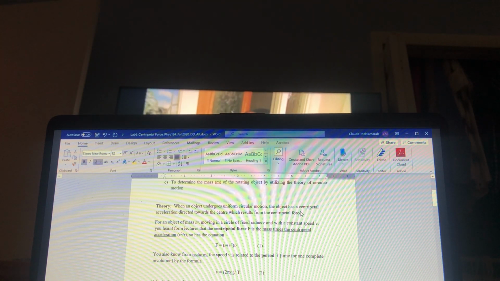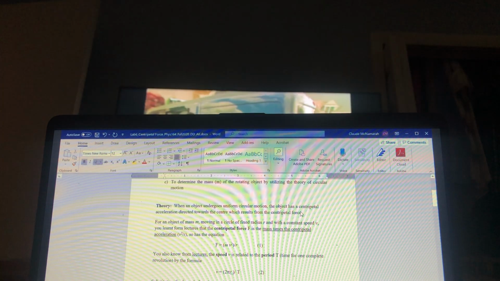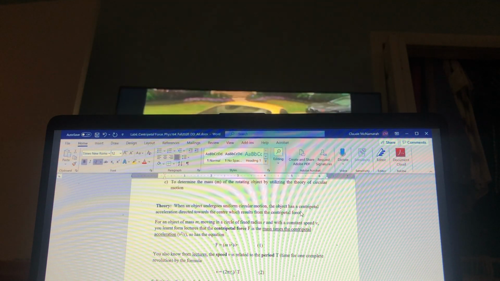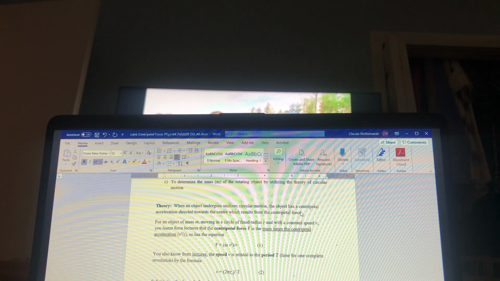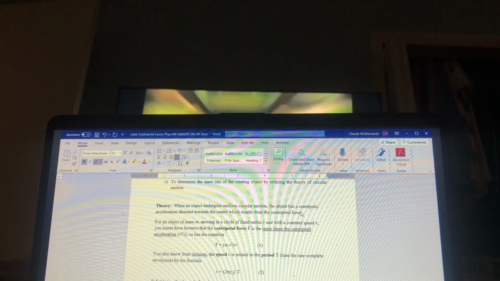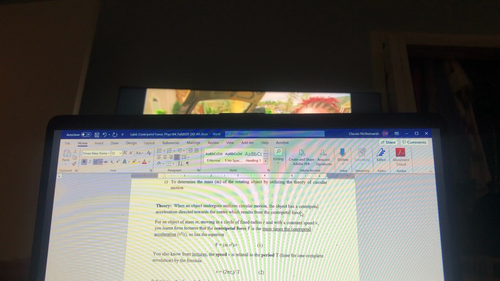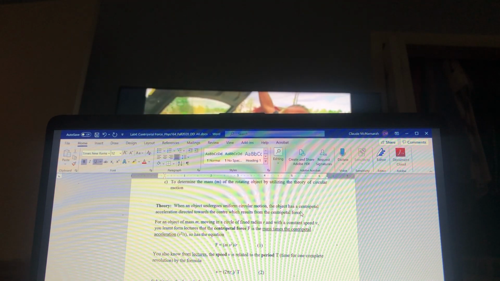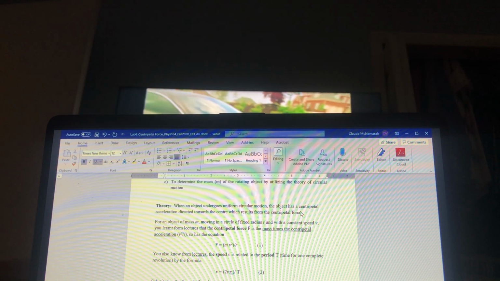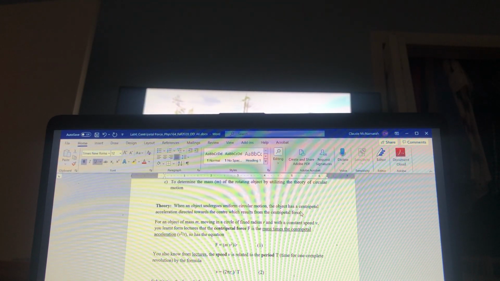When an object undergoes uniform circular motion, the object has a centripetal acceleration directed towards the center, which results from the centripetal force. Like we spoke of in the lecture, if an object goes around in a circle with a constant speed, then we need a force directed towards the center to take it around the circle. We call that force a centripetal force. If you have a force on an object, then the object has an acceleration. We call the corresponding acceleration the centripetal acceleration.